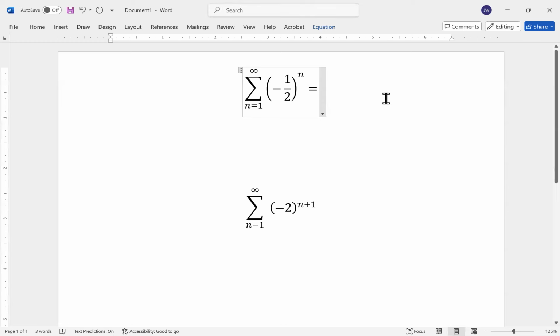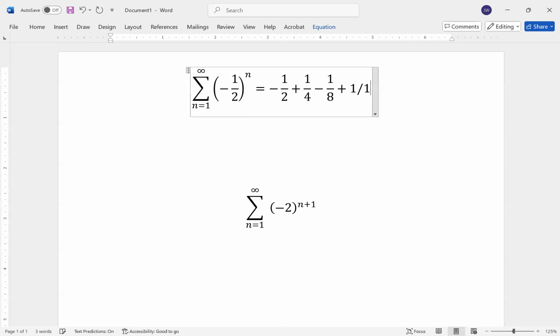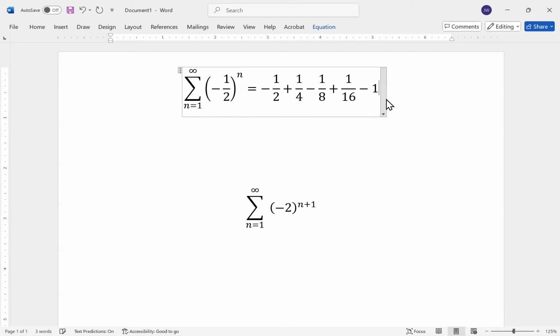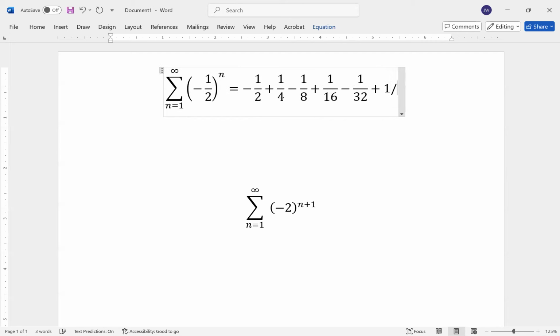If I write out the first few terms of (-1/2) to the nth power summed up from n equals 1 to infinity, if I plug in n of 1, I get -1/2. If I plug in n of 2, I get a positive 1/4. If I plug in an n of 3, I get -1/8. If I plug in n of 4, I get a positive 1/16. The next one, when I plug in 5, would be a -1/32. The next one would be a positive 1/64.